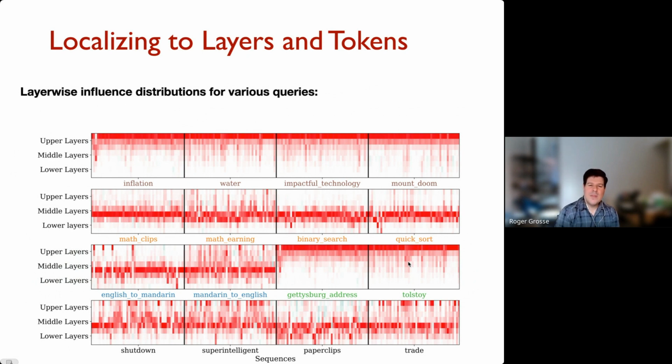What we find with the more abstract queries, like math word problems, programming, cross-lingual translation, and role-playing behavior, is that these influences tend to be concentrated more in the middle of the network. It generally seems like the most abstract reasoning is taking place in the middle of the network.